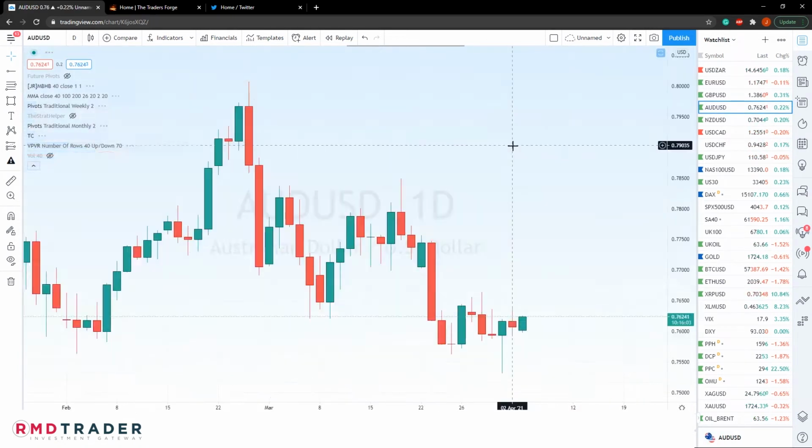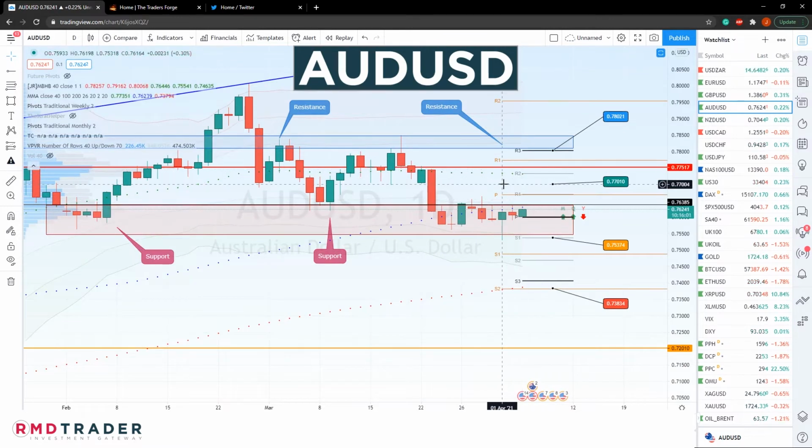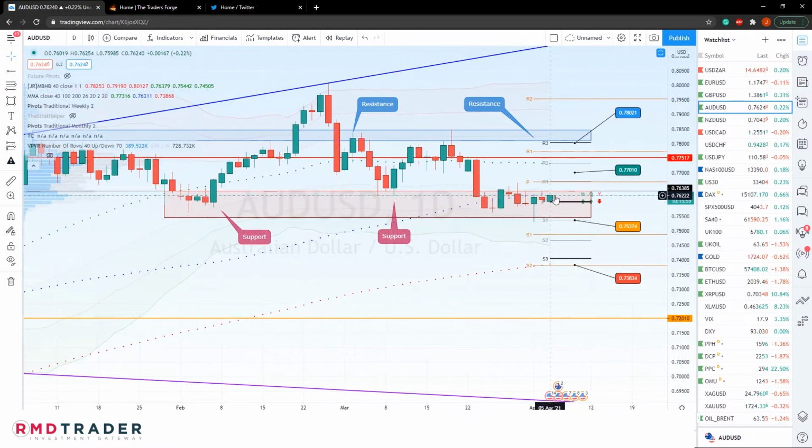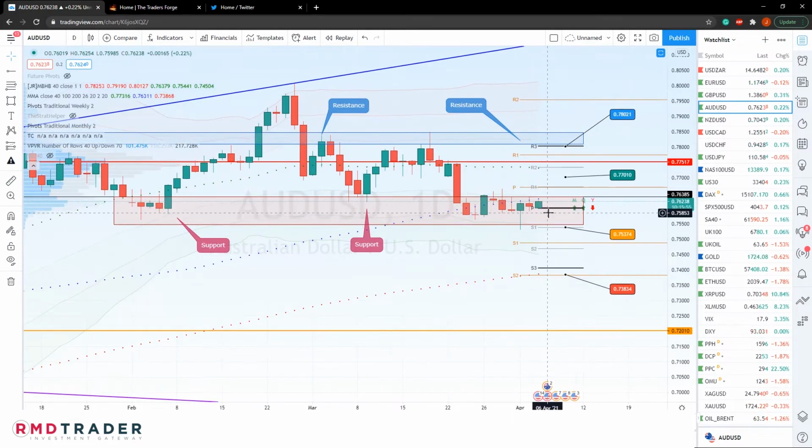Looking now at the Australian dollar USD, it does seem that price is now finding some support from this daily 100 SMA. Also looking at the weekly pivot, we can see that price is finding some support from this level. This is at 0.760. If we can break above the weekly pivot, the monthly pivot as well as that monthly weekly R1, we have a swing level at about 0.77.